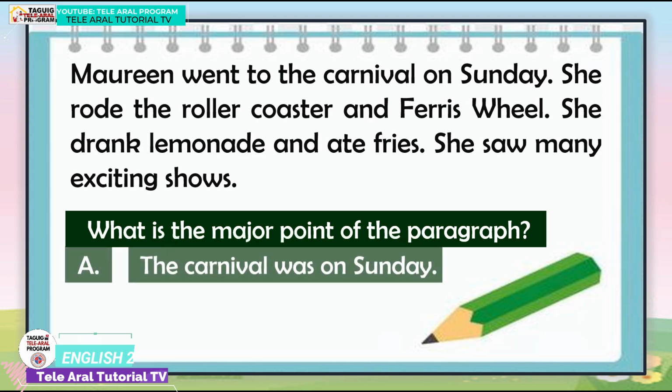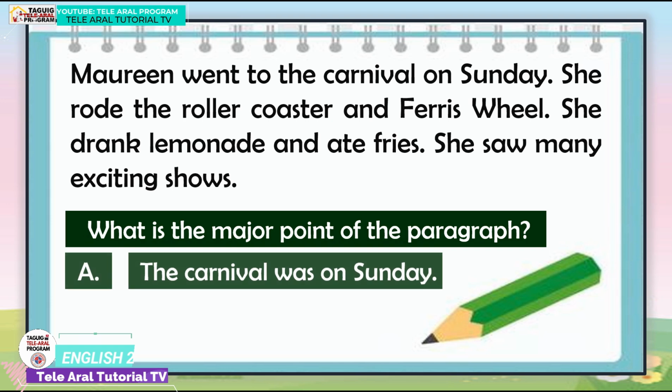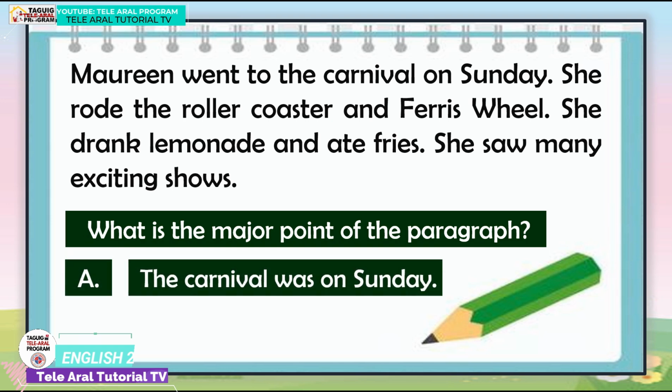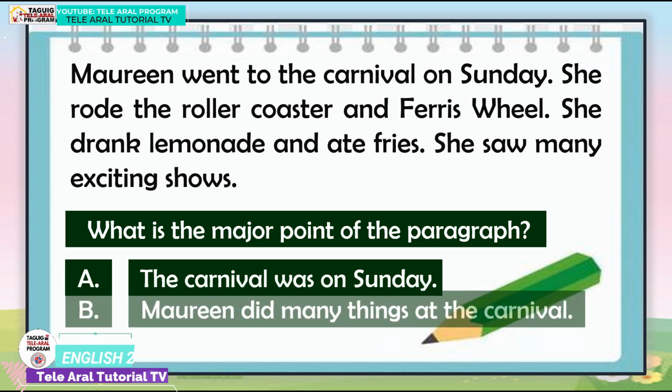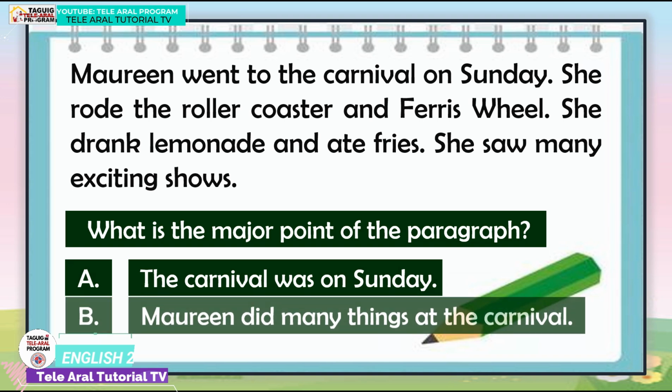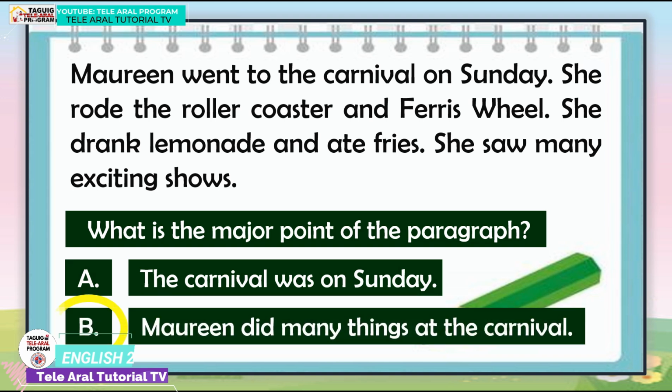What is the major point of the paragraph? A. The carnival was on Sunday. B. Maureen did many things at the carnival. If your answer is letter B, Maureen did many things at the carnival, then you are correct. Very good.